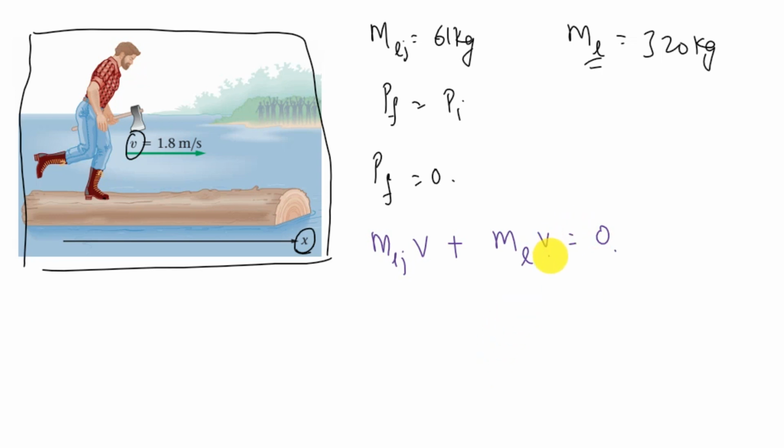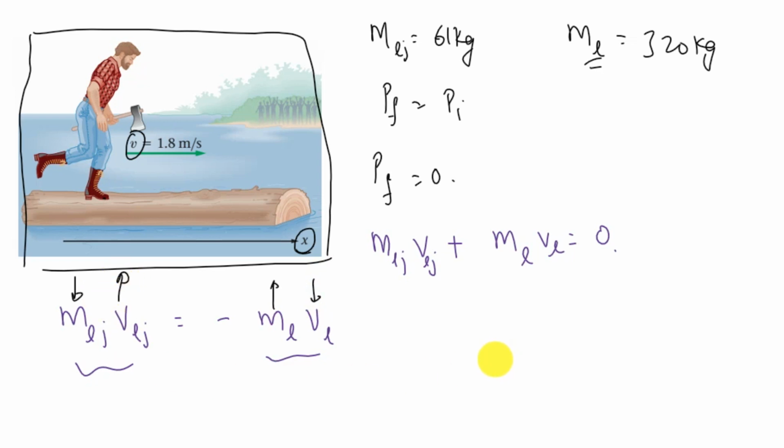Now this is vl we can write, and this is lj I can write. Now if you rearrange these terms, you will get mlj times vlj is equal to negative of ml times vl. Since the product of these two numbers should be equal, if we just consider the magnitude, then we can say that the mass of the lumberjack is less and the mass of the log is more.